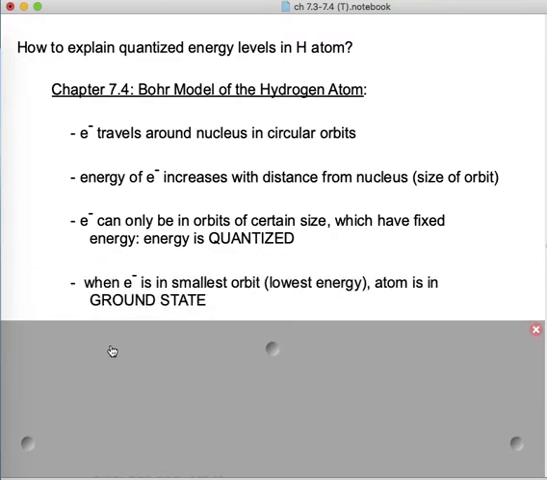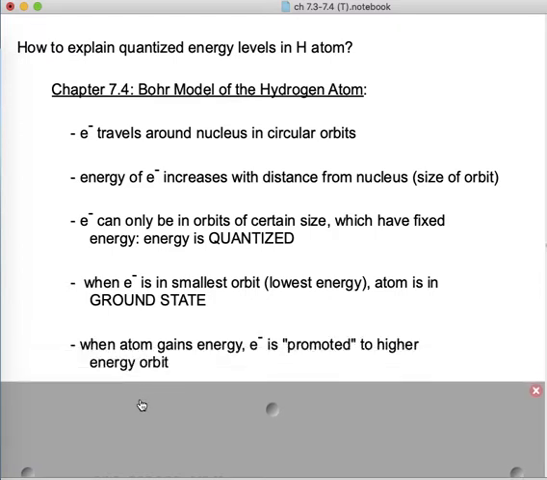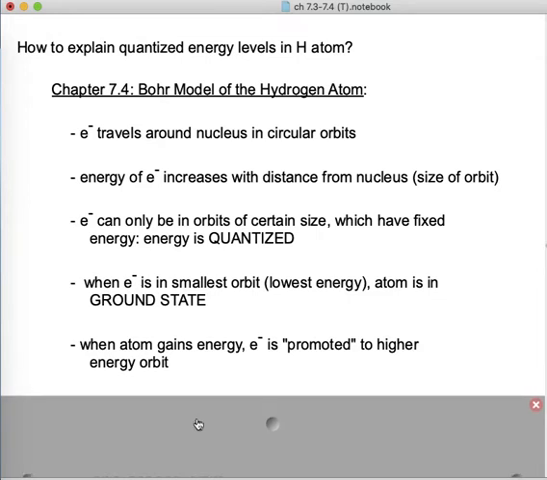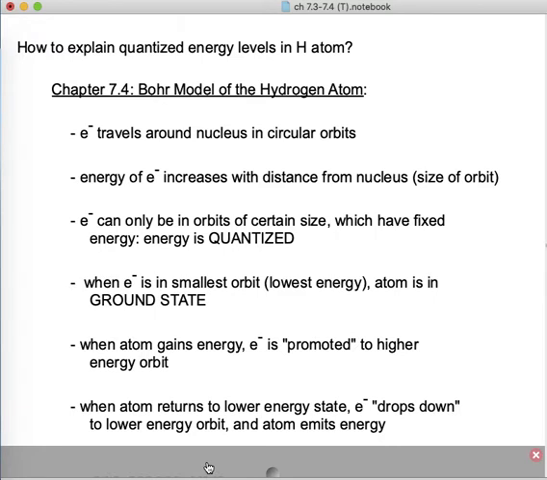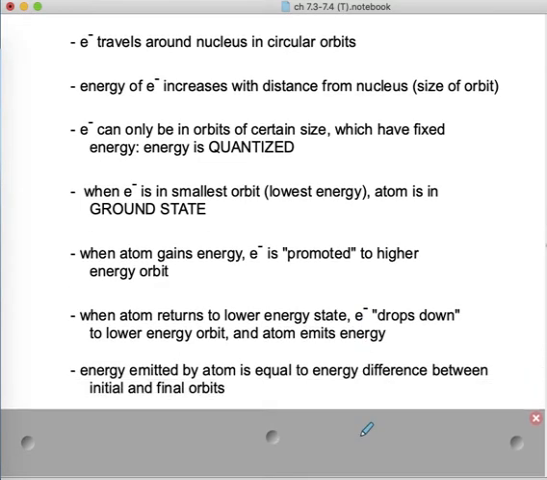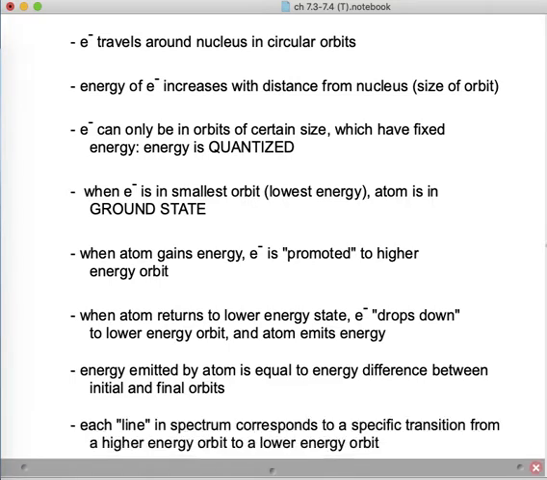When the electron is in the smallest orbit, the one closest to the nucleus, which corresponds to the lowest energy, the atom is in its ground state. When the atom gains energy, the electron is promoted to a higher energy orbit. When the atom returns to the lower energy state, the electron drops down to a lower energy orbit, and the atom emits energy. And importantly, the energy emitted by the atom, and therefore the wavelength of electromagnetic radiation that is observed, is equal to the energy difference between the initial and final orbits.